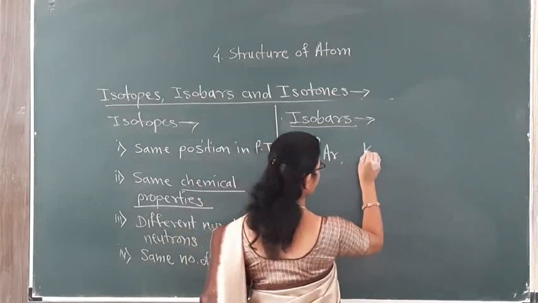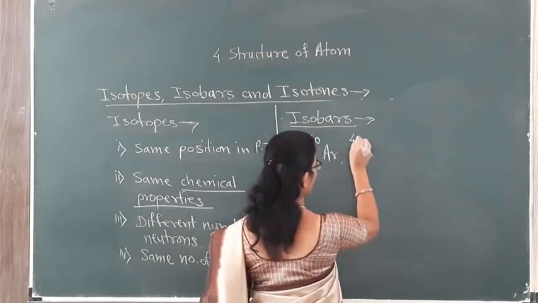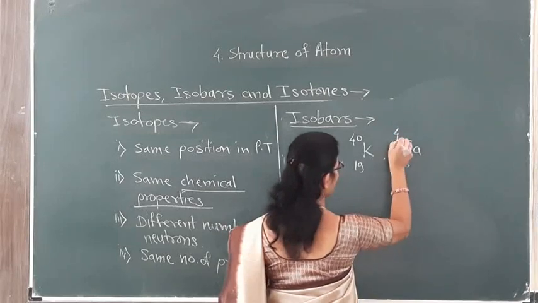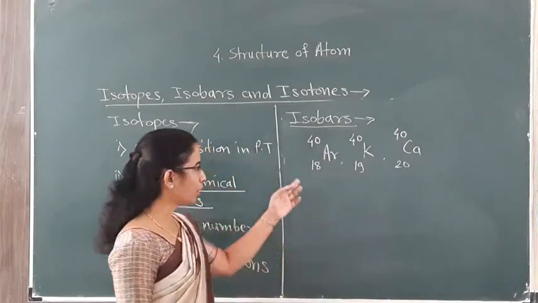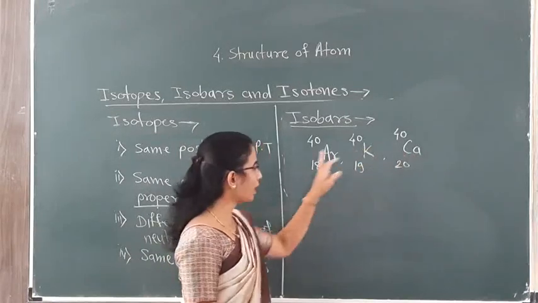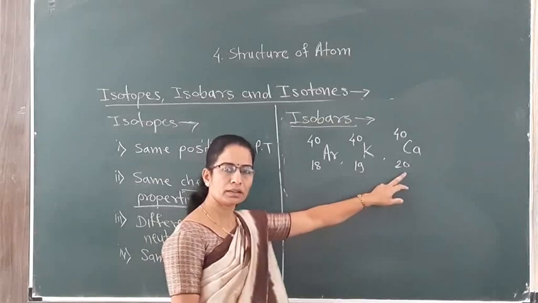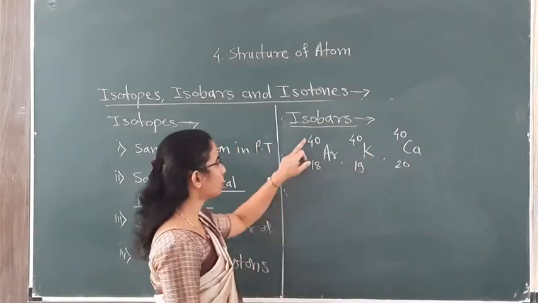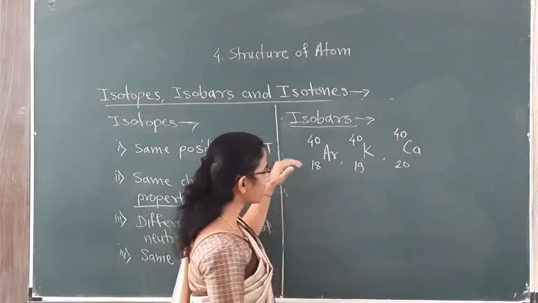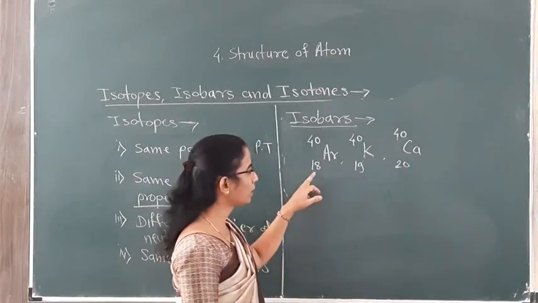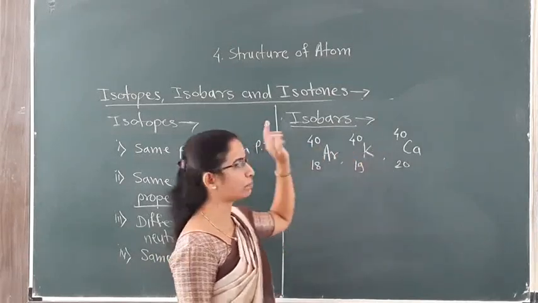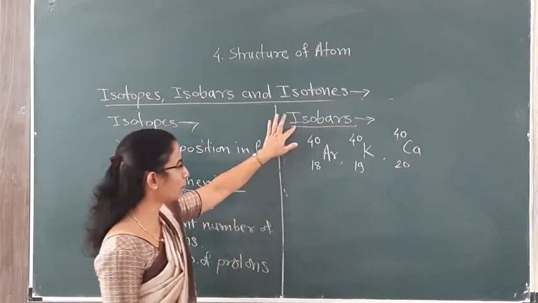Then potassium, 19, 40, and calcium, 20, 40. You will observe that these are the atoms of different elements. They also have different atomic numbers, but they have the same mass number. So such elements which have different atomic numbers but the same mass number are called isobars.